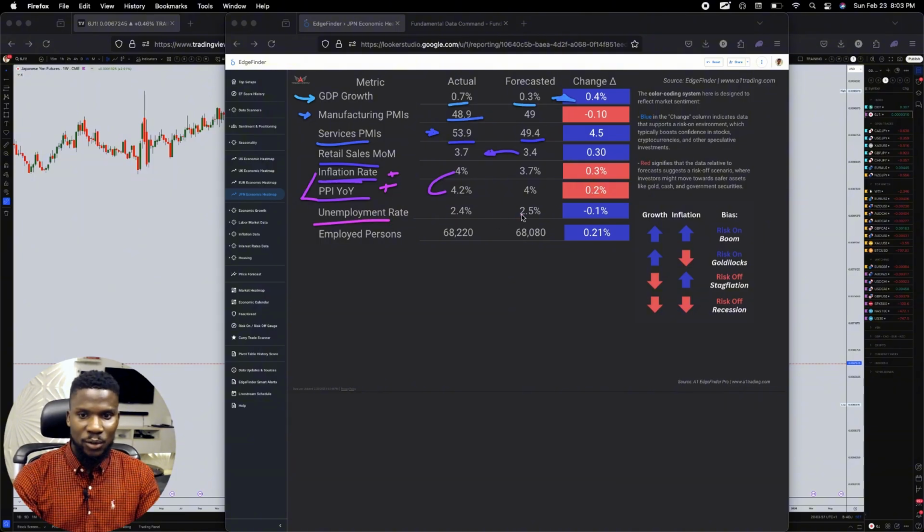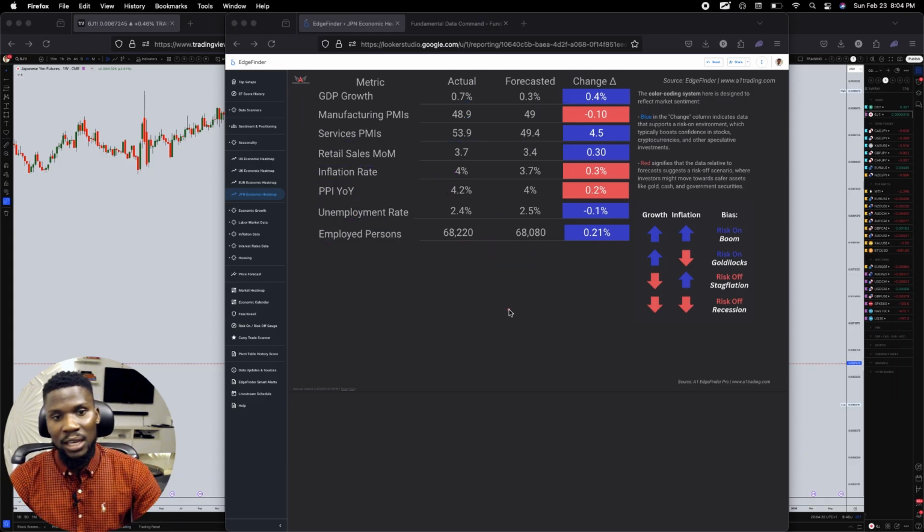Employment rate, very good. Unemployment rate is diminishing, is decreasing, which is very good for the currency, very good for the economy as well. And the employed people also increased by a very decent over 220,000, which is by 0.21%, which is very good. So right here, you can see that we have a very decent Japanese yen currency.